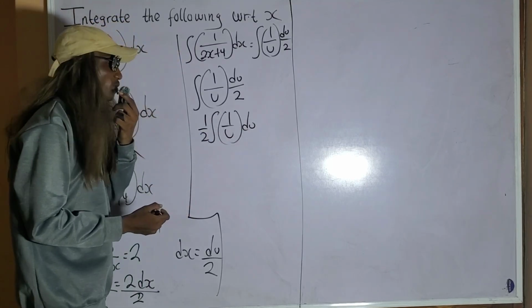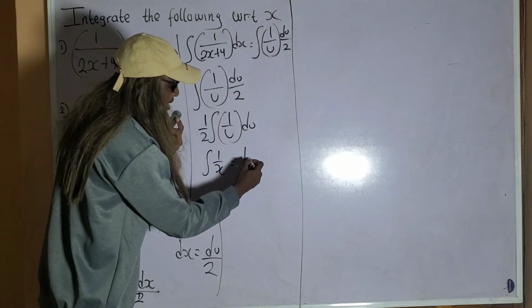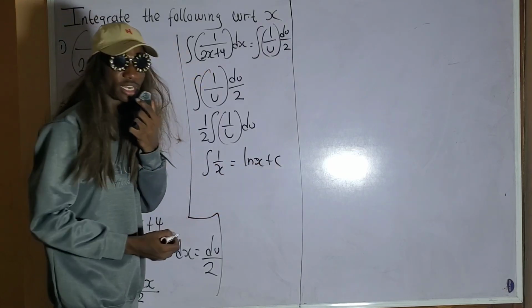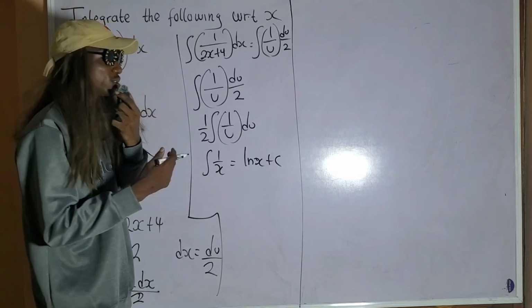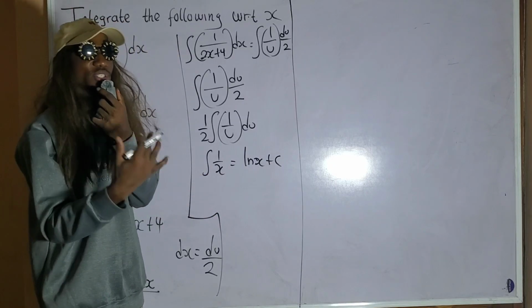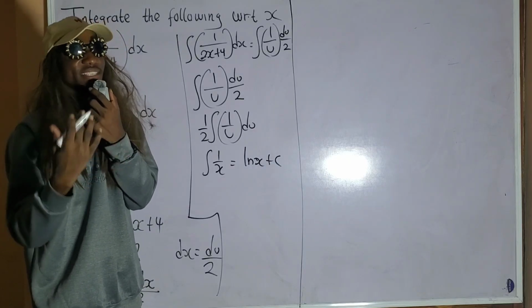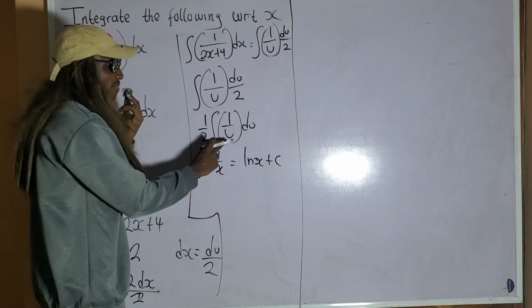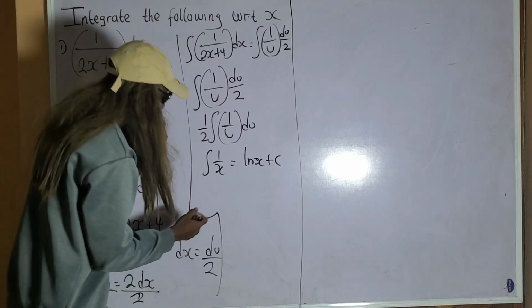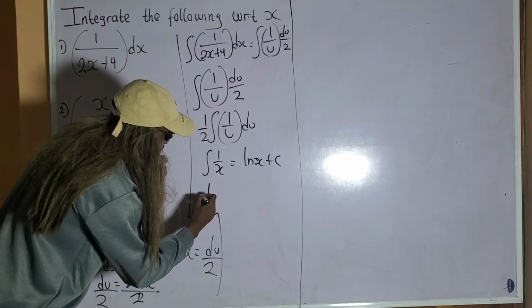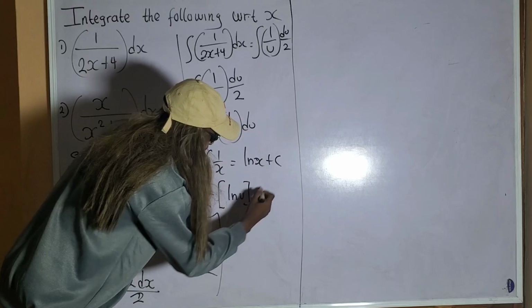Do you understand? And don't forget that if you integrate 1 over x, it will give you ln x plus c. Now, if you differentiate ln x plus c, you're going to have 1 over x. Since we learned in our previous class that the opposite of differentiation is integration, and integration simply means antiderivative, therefore, if I integrate 1 over u du, I'm going to have ln u plus c, right? So the integration of this will give me 1 over 2 multiplied by ln u plus c.